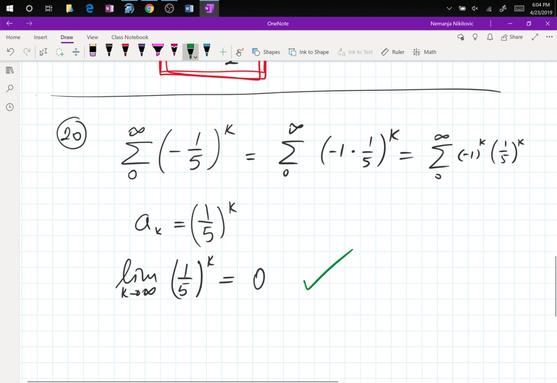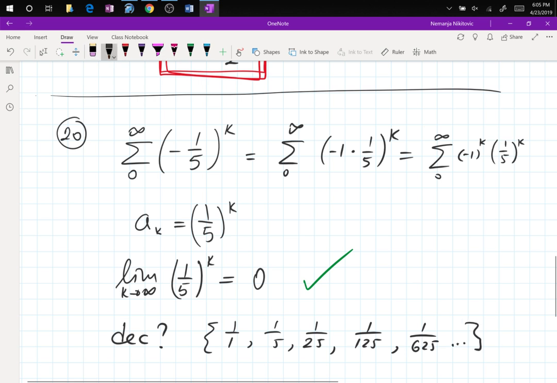When k is infinity, you get 1 to infinity, which is 1, and you get 5 to infinity, which is infinity. 1 divided by infinity is 0, right? Good. The next one is decreasing. So is it decreasing? You can just write out 1/5, then 1/25, and then 1/125, and then 1/625. Well, you see that this is going to 0, and it keeps getting smaller and smaller. So yes, it is decreasing.